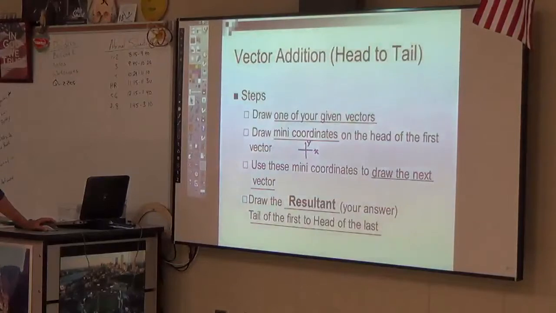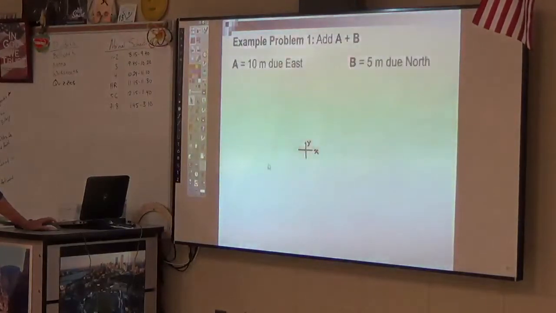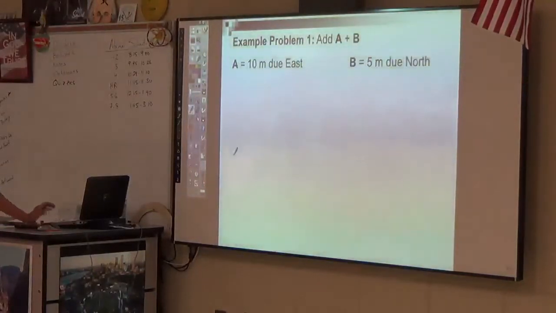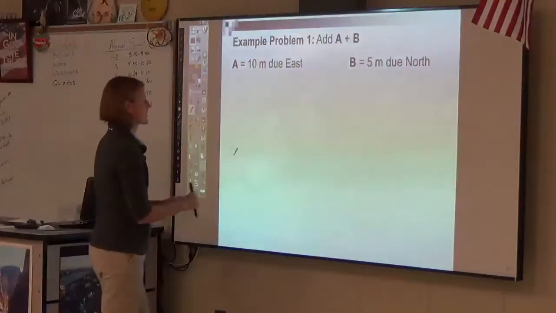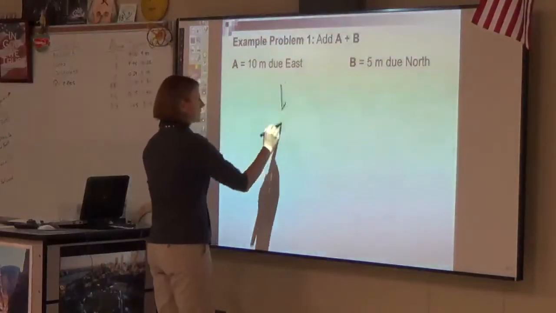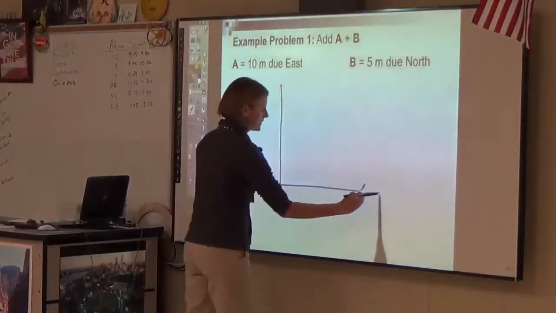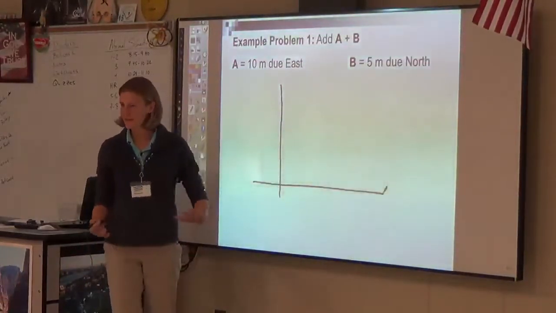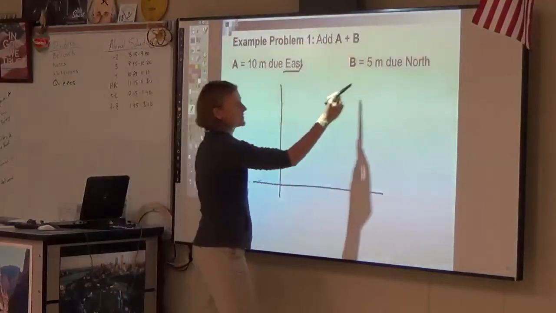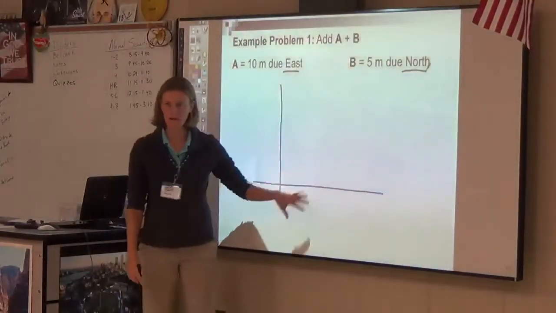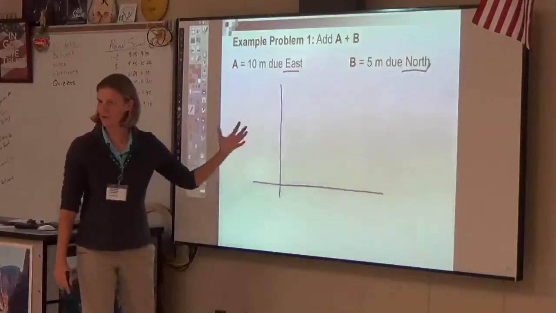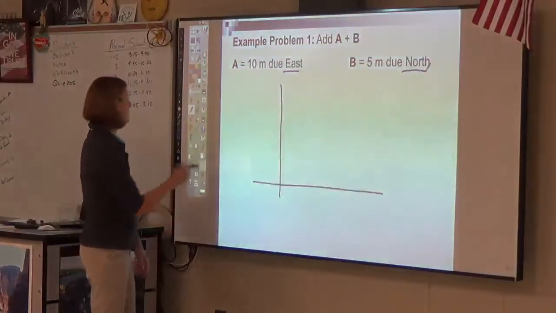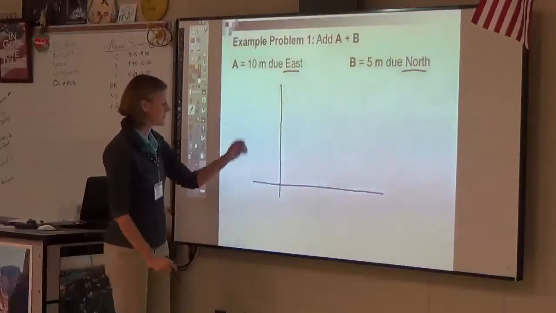All right, so 4 steps. Here we go. And these, we're just going to sketch. We're not going to do these really to scale, but we're just going to sketch them. And kind of look ahead, see where you're going. This one's east and this one's north, so I know I'm really just going to need the first quadrant in my picture. Spacing can sometimes help you out. All right, 10 meters due east.